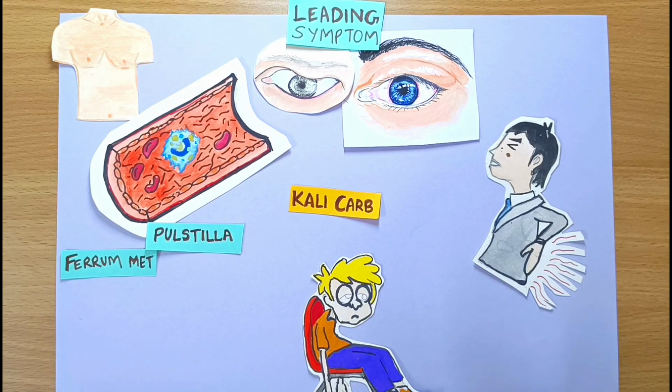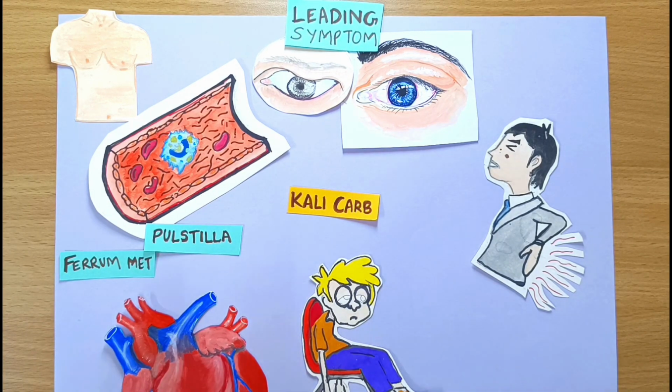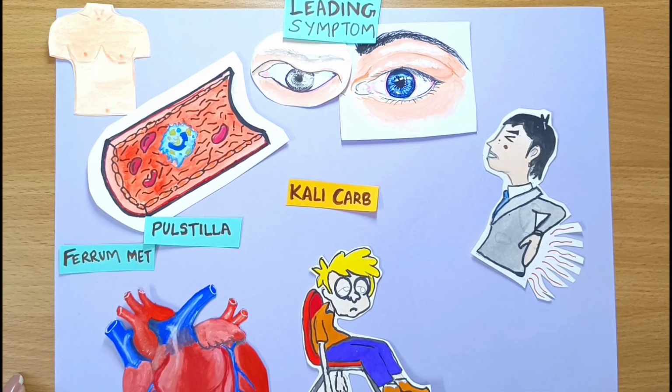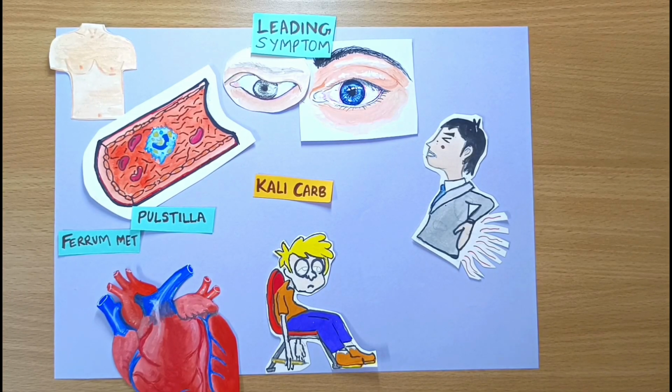Okay, and with this generalized weakness that this patient has, their heart is also very weak because the muscles all over their body are weak, and also the heart muscles have become weak. So the heart's action is very irregular, intermittent, and you see all of these heart symptoms also because of the generalized muscular weakness. We'll also talk about the nervous weakness a little later.